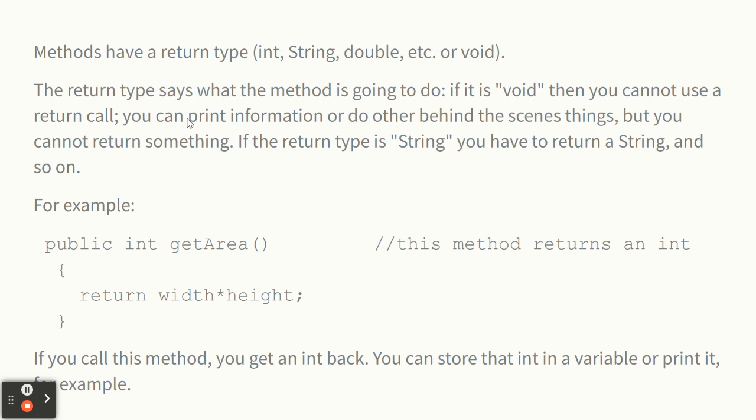The return type is always right before the name. So public int get area means it's going to return the area as an integer. And then you have to store that in a variable or print it or do whatever you want with it.